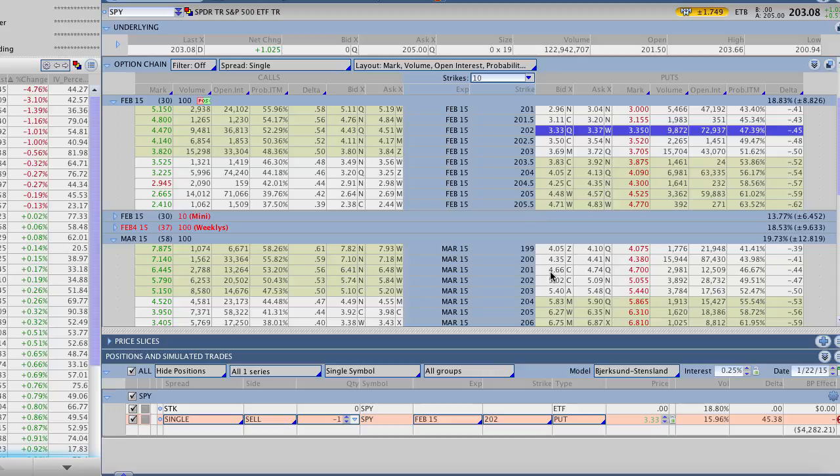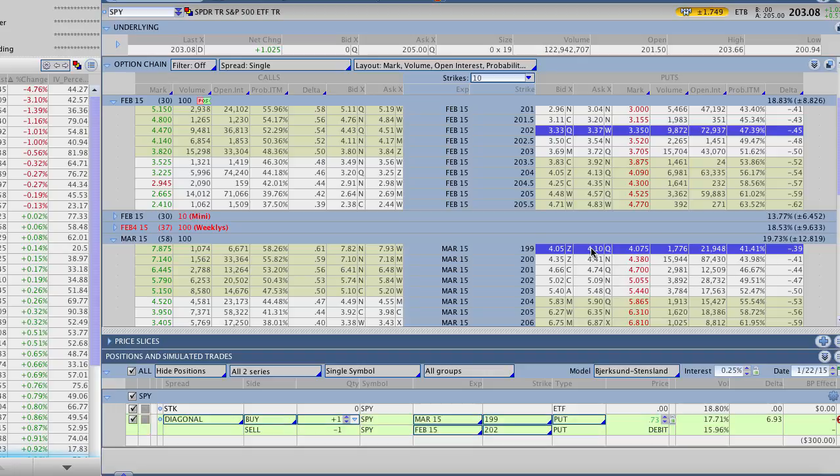Then what we're going to do is go a couple more strikes out. And in this case, we'll go down to the 199s in March. And we're going to buy these options that are out of the money and at the 199 strike. So you see we're selling the 202s in February and going out to the March contracts and buying the 199s, which are lower. In this case, it does end up with a net debit on the trade.